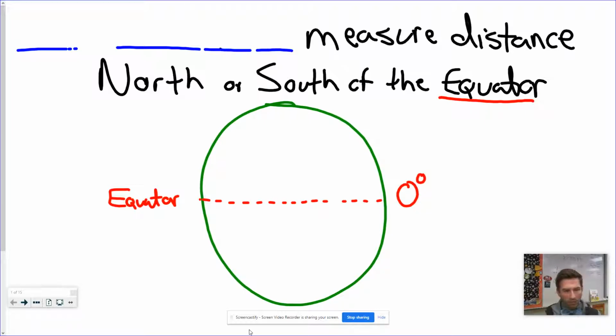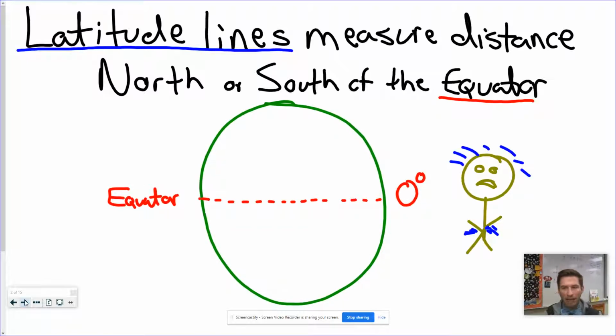We've got my lovely little sketch that we have here, and as we take a look at it, here is our Earth, and our main line of latitude here at 0 degrees is the equator. And so latitude measures the distance north or south of the equator. That would be latitude lines.